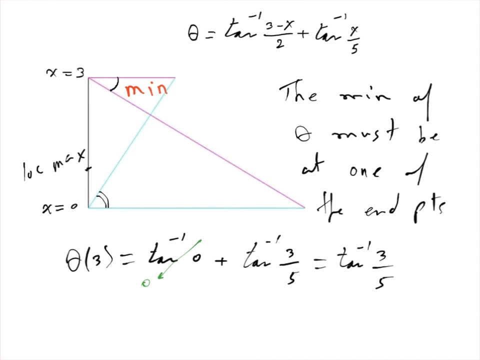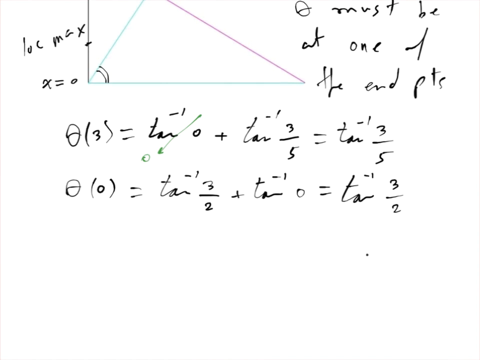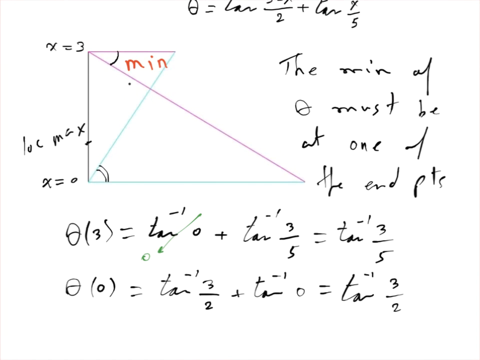And then similarly, we find theta of 0, when x is 0 at the bottom. That would be tangent inverse of 3/2 plus tangent inverse of 0 again, and that is tangent inverse of 3/2. From the picture, you already figured that there is a minimum at x equal to 3. So tangent inverse of 3/5 should be less than that.